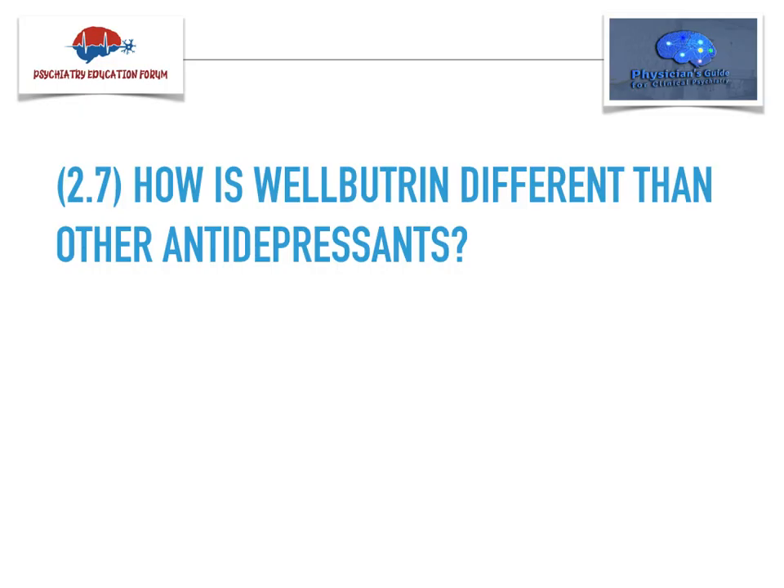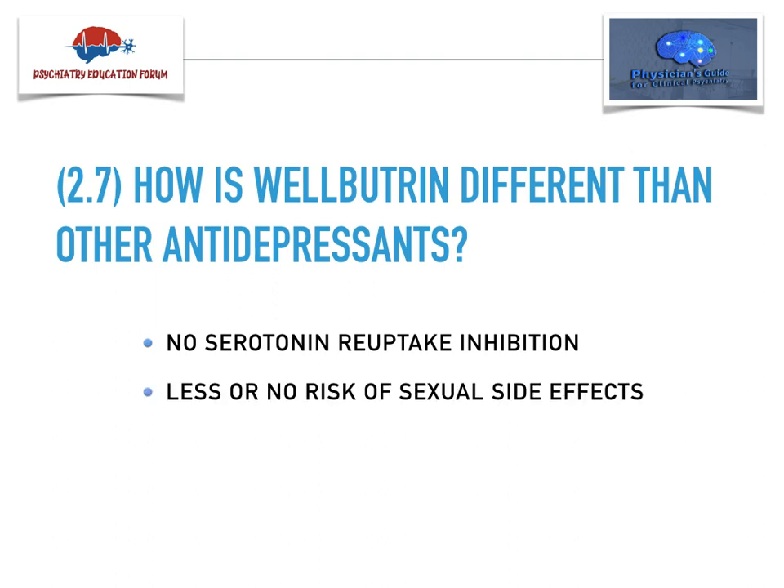But question number 7 is, how is bupropion, Wellbutrin, different than other antidepressants? We just talked about it. There is no serotonin reuptake inhibition here. It's mostly dopamine and norepinephrine with bupropion. But there are some other differences, which is no or less risk of sexual side effect. Like in lecture number 1, we talked about the sexual side effect and serotonin receptors. Because bupropion doesn't act on those, the risk is very low or not there.